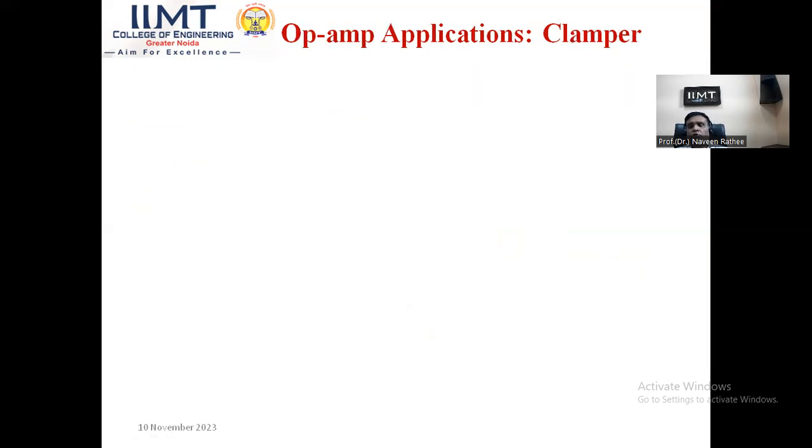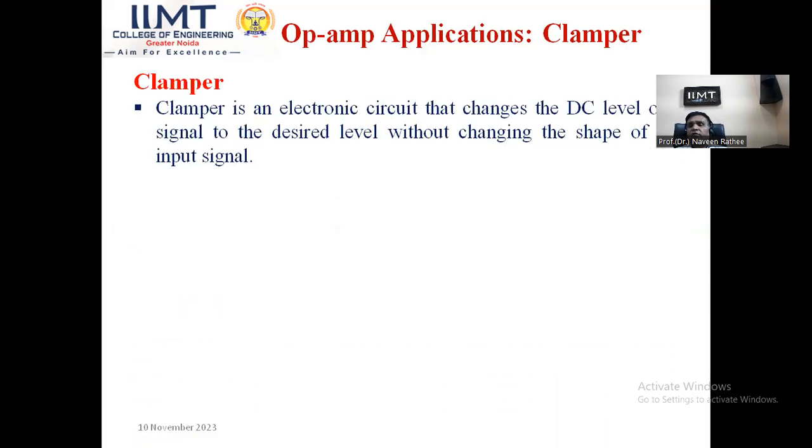Now coming on to clampers. What is a clamper? A clamper is a circuit which changes the DC level of the input signal to a particular desired level. It can be positive, it can be negative, or it can be a combination of both. In that case, the total swing will be raised to a certain DC level.